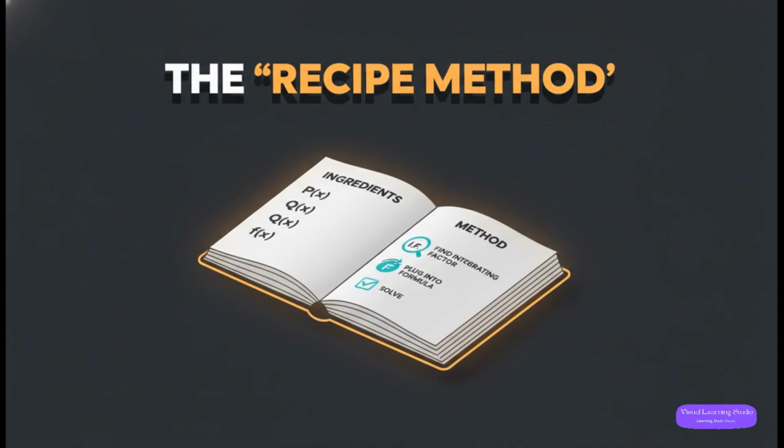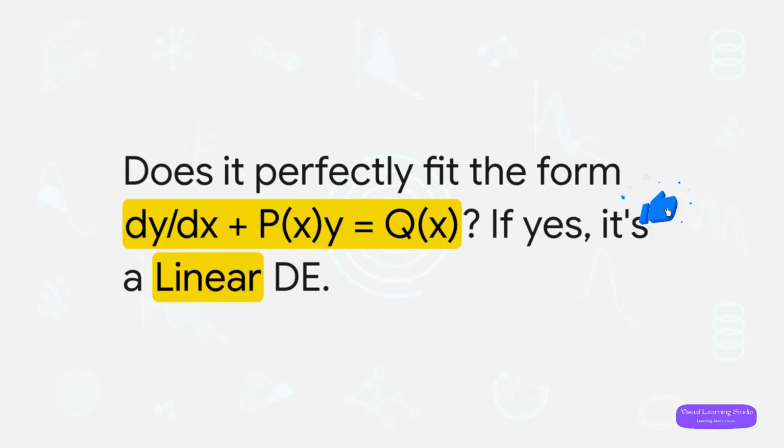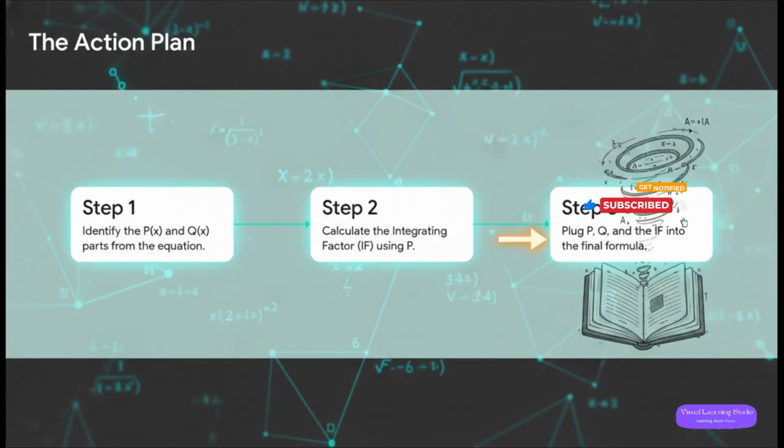All right, pattern 3. I think this one's the easiest. It's literally like following a recipe. The clue? Does it perfectly fit this form? If it does, it's linear. No guesswork. Your action is simple. Identify P and Q, find the integrating factor, then plug it all in.